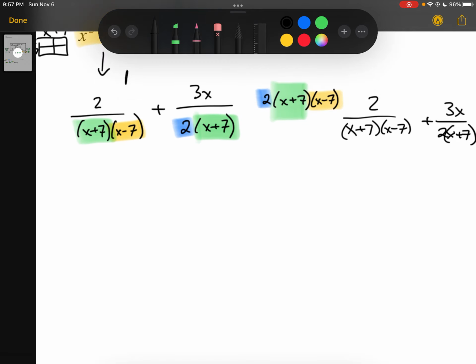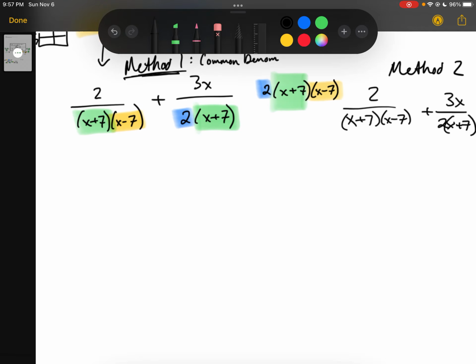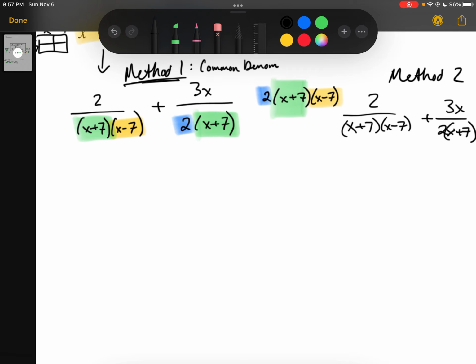So the two different options that we can do, we'll call them method 1 and method 2. Method number 1 says that we get common denominators. And this is how I have always done it. So this is a personal method. I use this when I solve these questions. So we find whatever we're missing, the color that's missing, and we multiply the top and bottom.